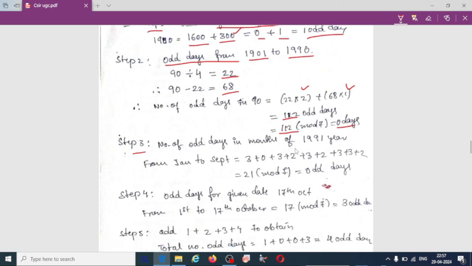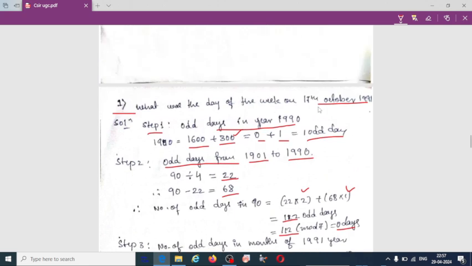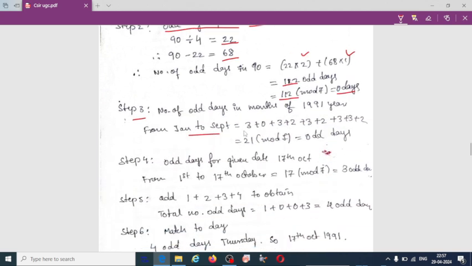Step 3, number of odd days in the months. January to September, since they have given up to 17th October, so before that, January to September. In each month, how many odd days will you come across? Add up to September, January to September, so 21, mod of 7, you get 0 odd days. Step 4, odd days from the given date. 17th October, 1st to 17th October, is 17 days, mod of 7, 3 odd days.